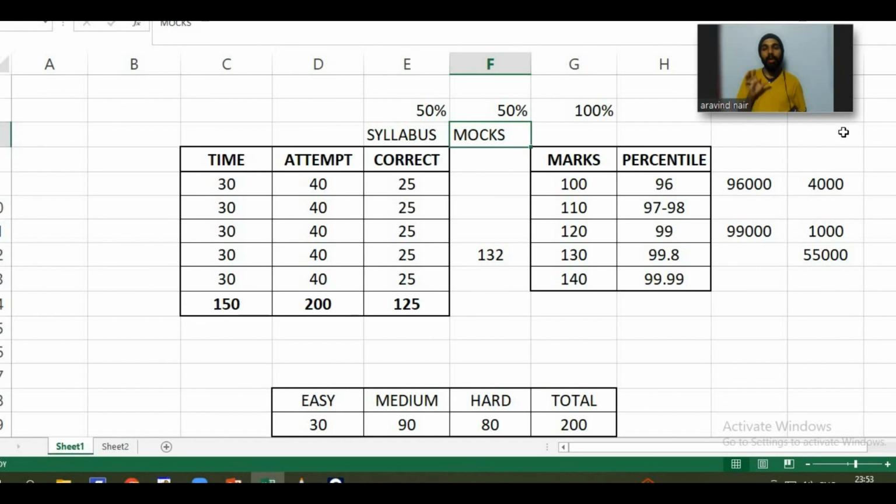Just not knowing how to give the exam is what's costing so many students their marks. If you know how to do it, if you just manage time, which I just showed, just attempt the easy questions, attempt the medium questions, ignore the tough questions, you can secure really good marks, even 120 marks. That shows 99%. I secured 143.